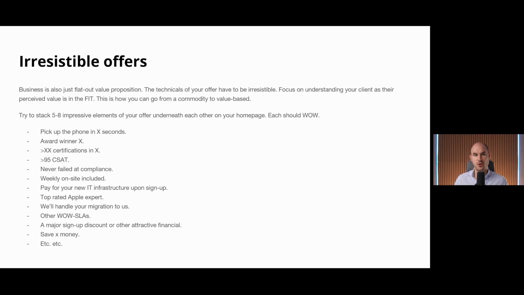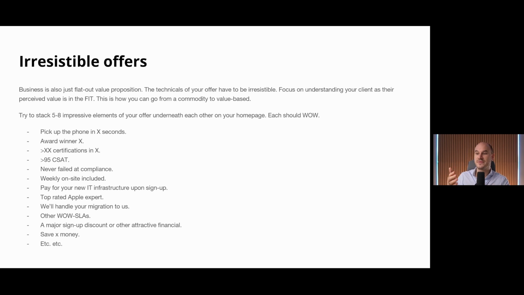And then an irresistible offer. So a big promise is your one big thing, but an irresistible offer is a series of statements and aspects of your offer that you list underneath each other that get people also excited. So you want to do 5 to 8 things, and you want to just write on your website the things that your ideal client would find really attractive.